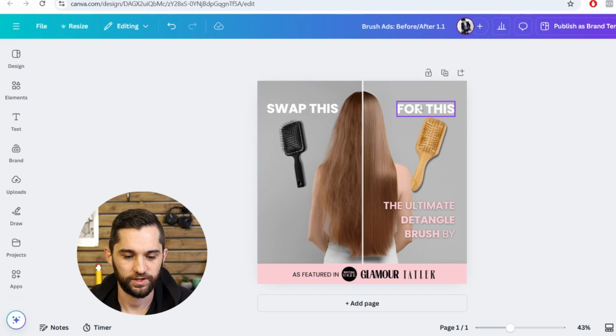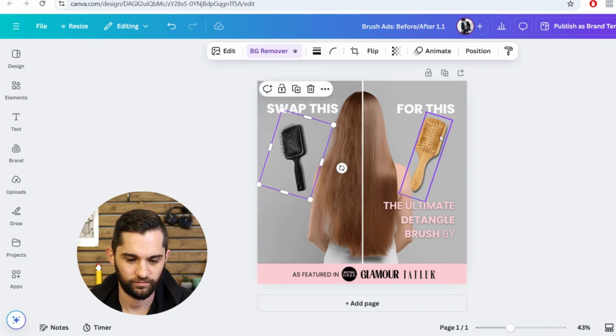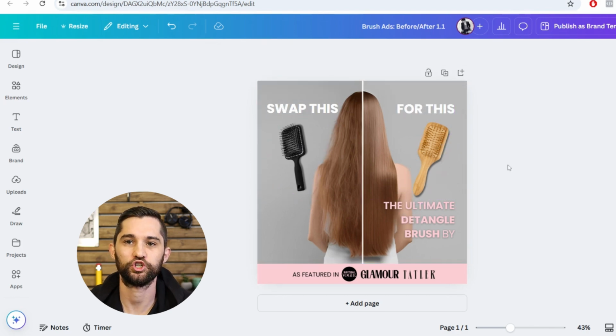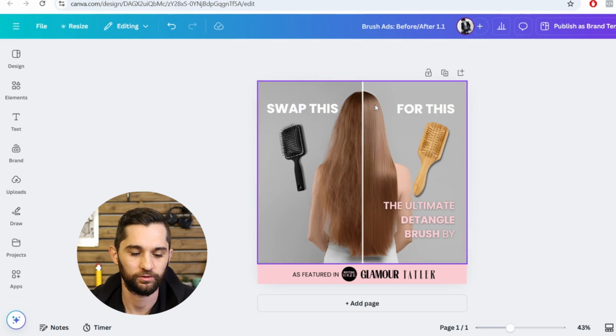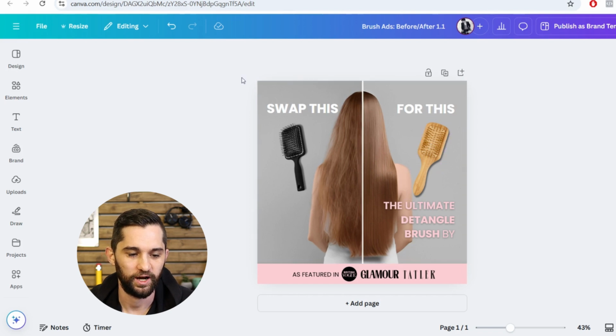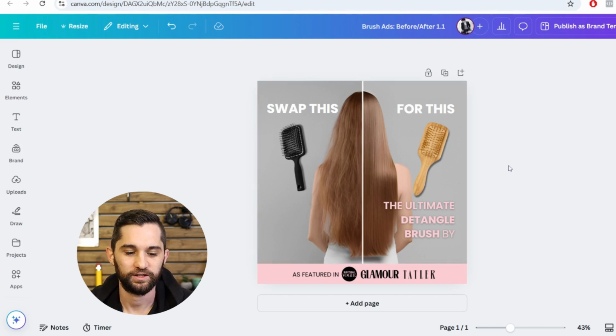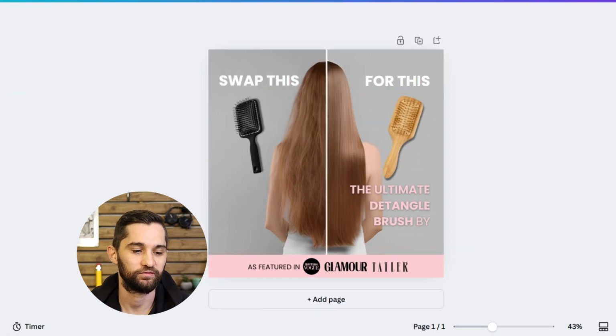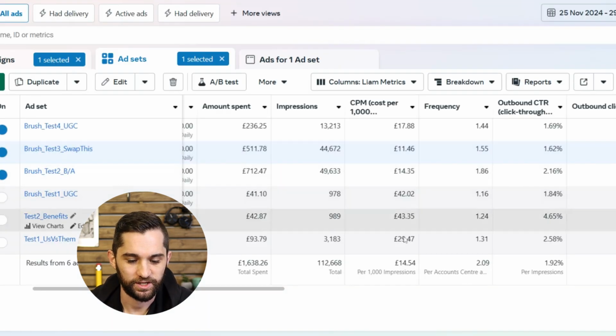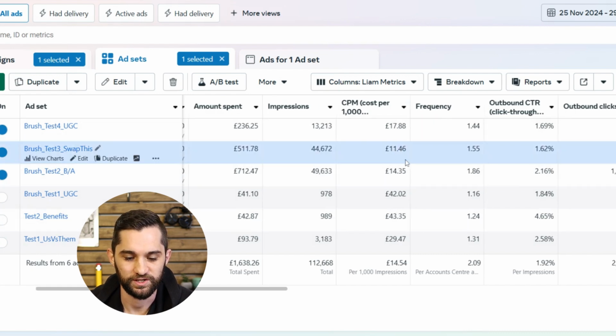And then we've just got swap this for this, and it's the two brushes, so we're showing the us versus them style, but the focus is really on the actual picture here of the result that you're going to get from using this brush. And then of course we did a 9:16 version of this as well for stories and reels placements. But that is exactly, or not exactly, but very, very similar to the ad that we ran for this client, which has taken them from 40, 60 pound CPM down to 11, 14, 17.